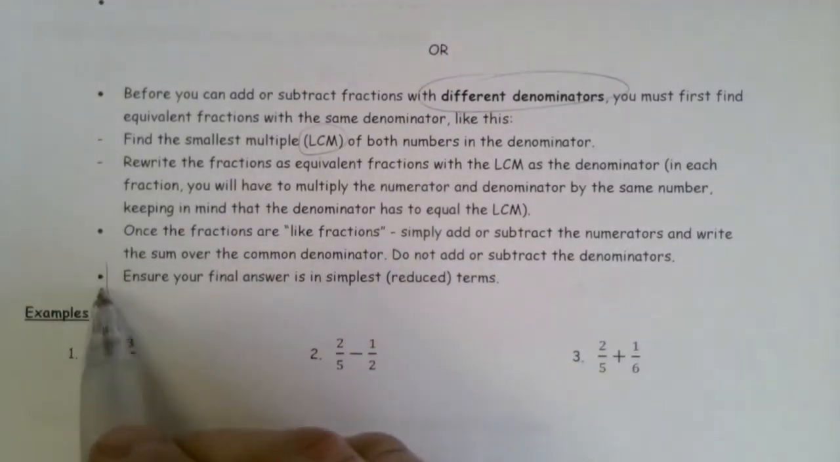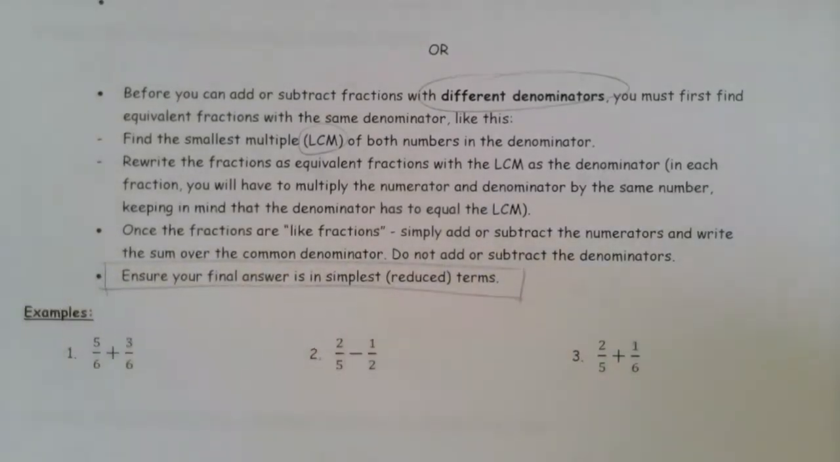But at the end here, you probably want to write your answer in reduced form. So you might have to make the numbers a little bit more complicated to begin with, but at the end you're going to reduce things just to clean it up. Okay, let's take a look at some examples.